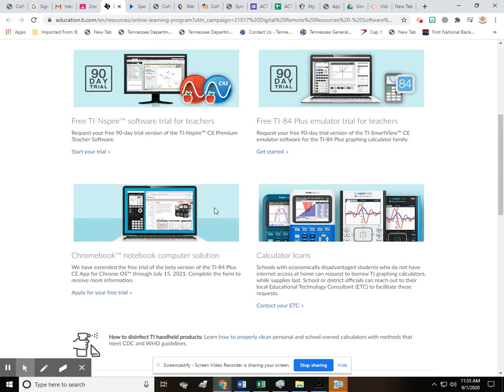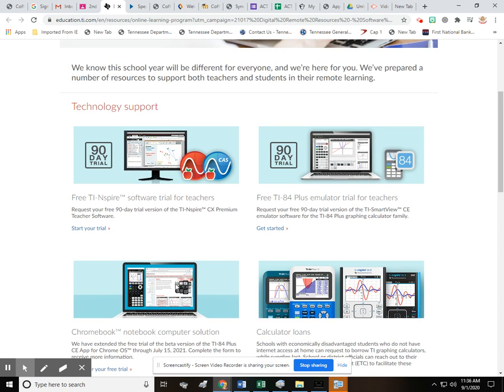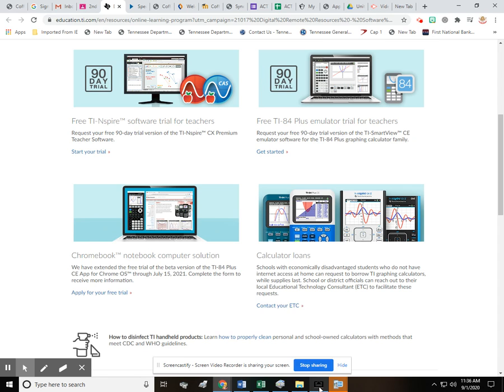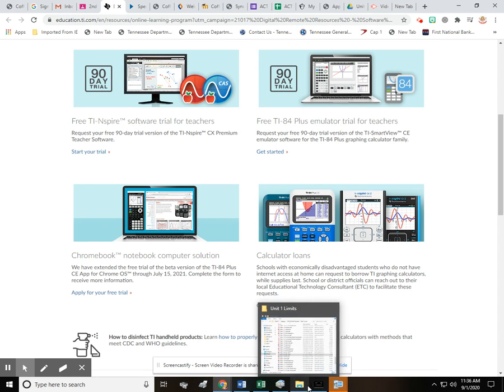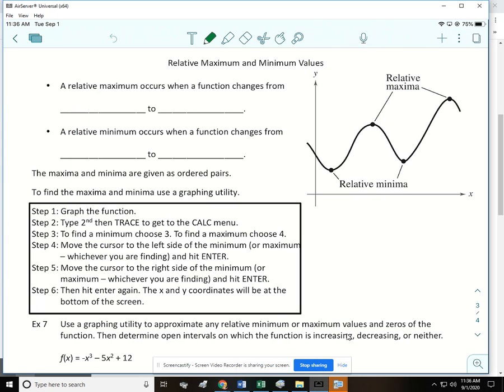If you have a school Chromebook, then you should already have the Chromebook app on there. You just have to find it by searching for it. If you have your own Chromebook, you can do a free trial here. So hopefully you can find something you can use today. If not, I am going to give you guys some time tomorrow in class to use my calculators.